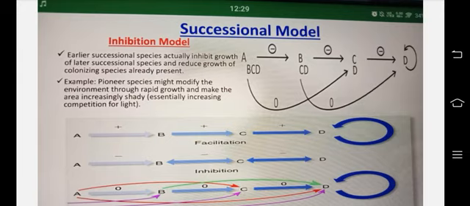Successional model: inhibition model. Earlier successional species actually inhibit growth of later successional species and reduce growth of colonizing species already present. For example, pioneer species might modify the environment through rapid growth and make the area increasingly shady, essentially increasing competition for light.